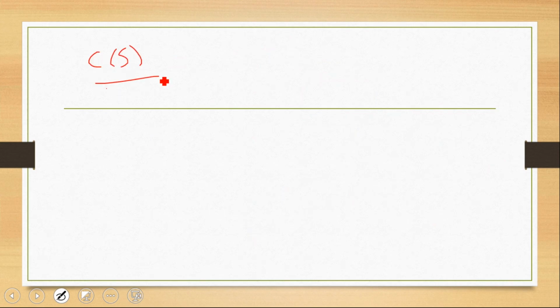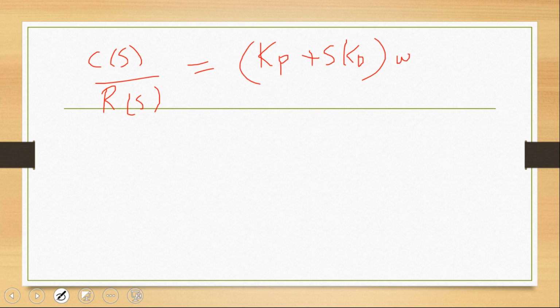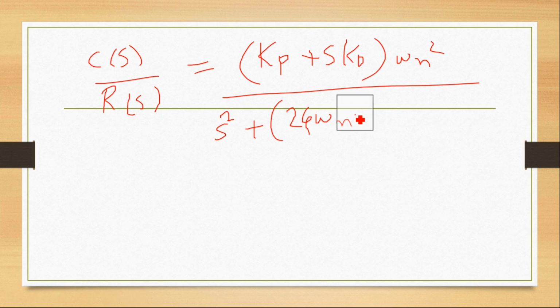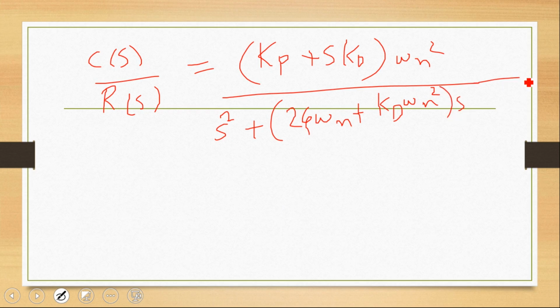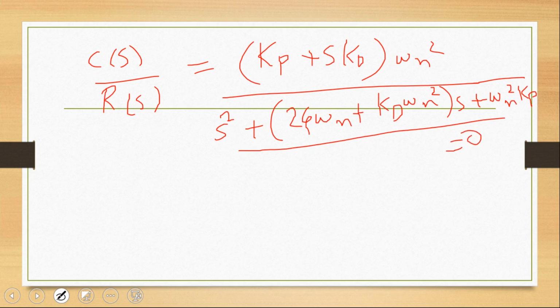C of S by R of S. On simplifying we get Kp plus S into Kd into omega n square divided by S square plus 2 zeta omega n plus Kd into omega n square into S plus omega n square Kp. This is what we get. So the characteristic equation is nothing but this denominator equated to 0. So now this denominator is compared with the standard second order system. Standard second order system is S square plus 2 zeta omega n S plus omega n square equal to 0.